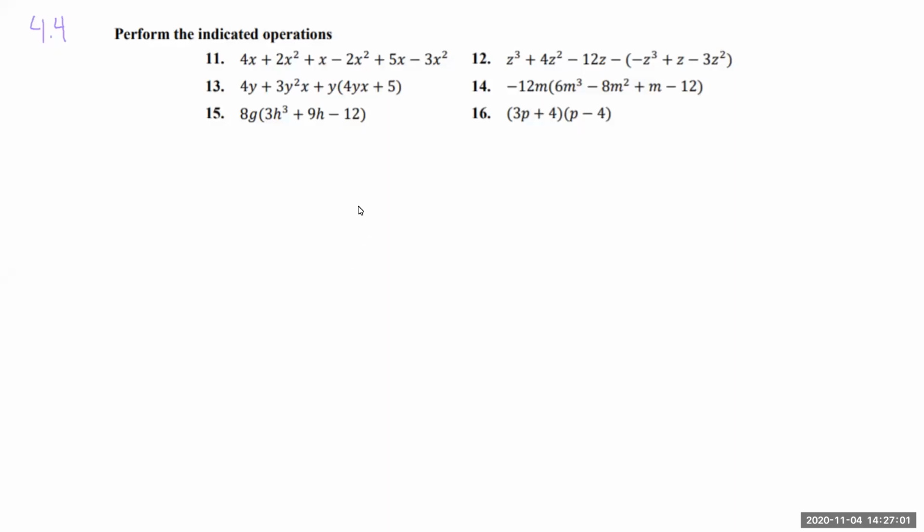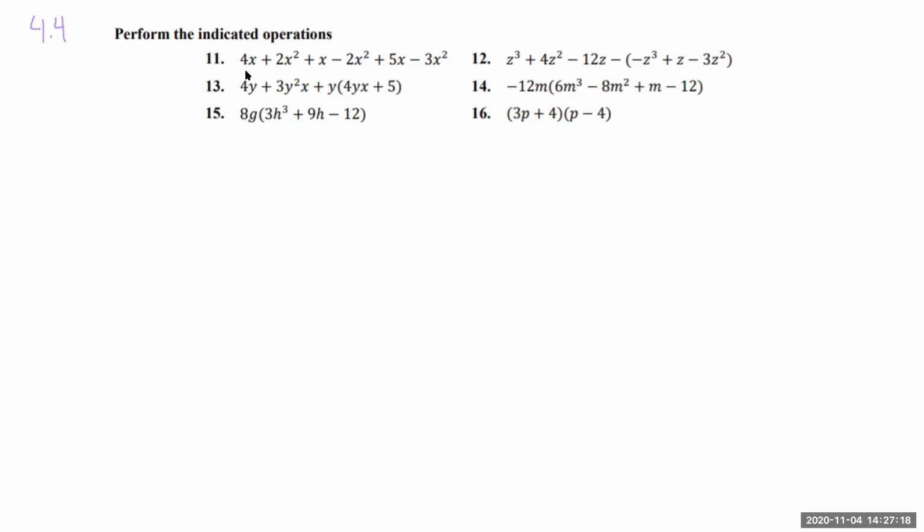Okay, here we are in section 4.4. We're going to be going through questions 11 through 16 in this video. So starting with number 11, what we're going to be doing is simplifying it as much as possible, which in this case is going to be combining all the terms that need to be combined.